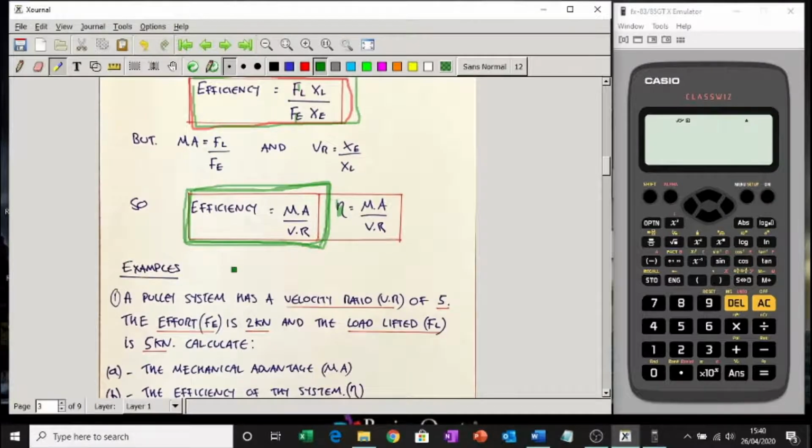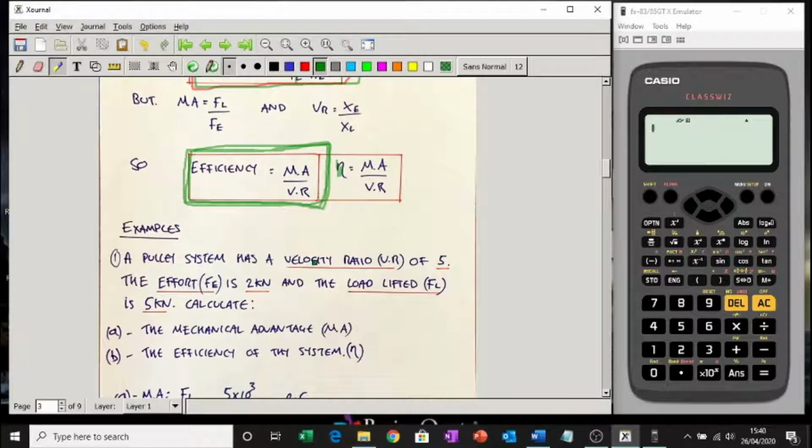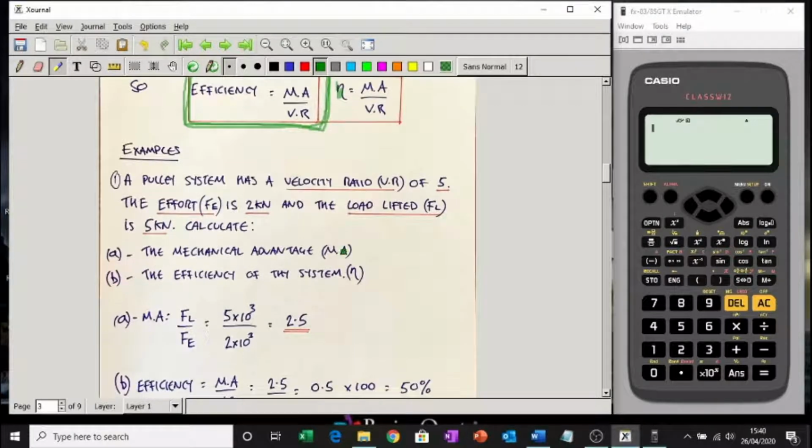So we'll do some examples as usual. A pulley system has a velocity ratio of 5. The effort is 2 kilonewtons, so that's how much effort we're putting in. And this is the load. The load lifted is 5 kilonewtons. So we need to lift a load of 5 kilonewtons, and we're putting in an effort of 2. Obviously the effort's going to be less because that's the idea of a machine. With the velocity ratio of 5, we need to work out the mechanical advantage and the efficiency of the system. Don't forget that weird symbol is efficiency.